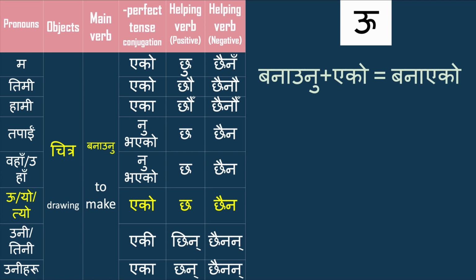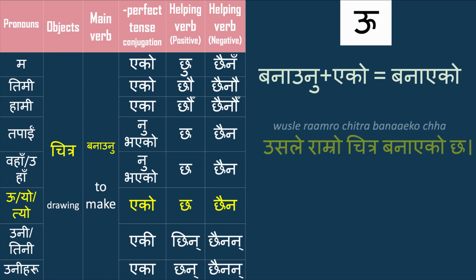and the final is बनाएको. And if you are confused about why, you can just remember that in a verb there cannot be two vowels, or two vowels cannot exist in a single verb. Okay, let's see the example.